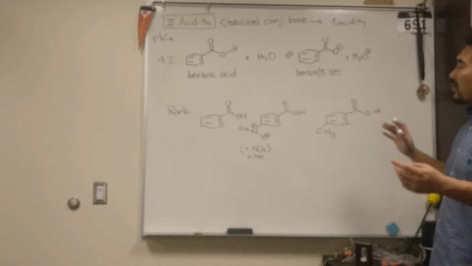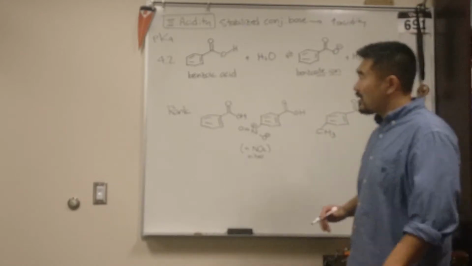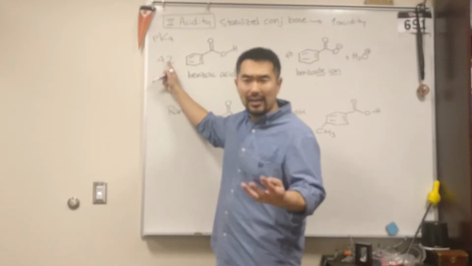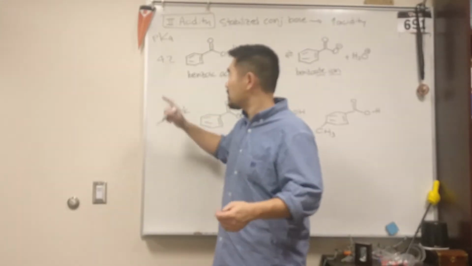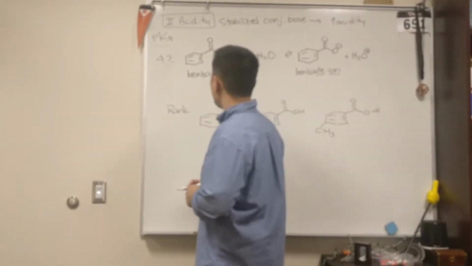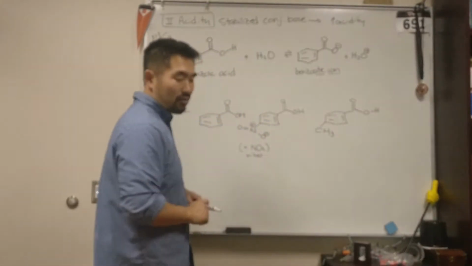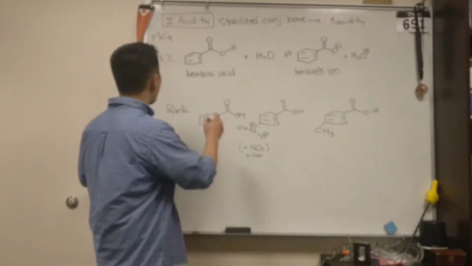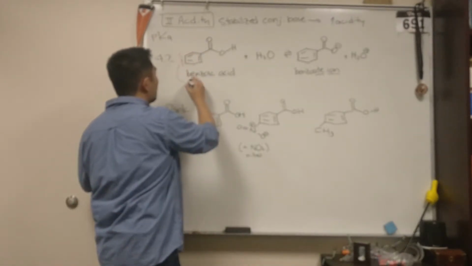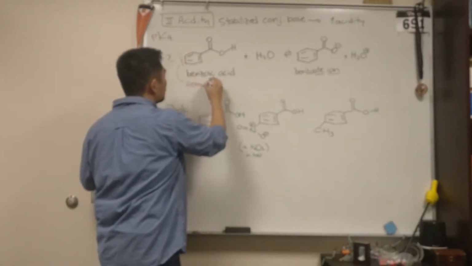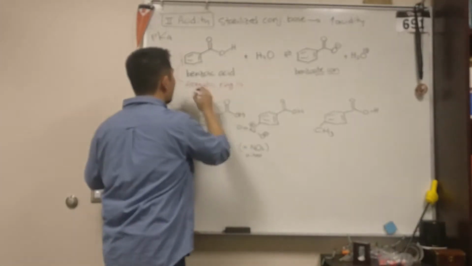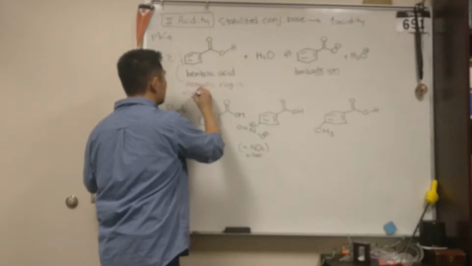Now, here the pKa, if you notice, if you compare with acetic acid, it's even more acidic. The pKa value is even smaller, so it's a stronger acid. And the reason has to do with the fact that this aromatic ring here is slightly electron withdrawing.